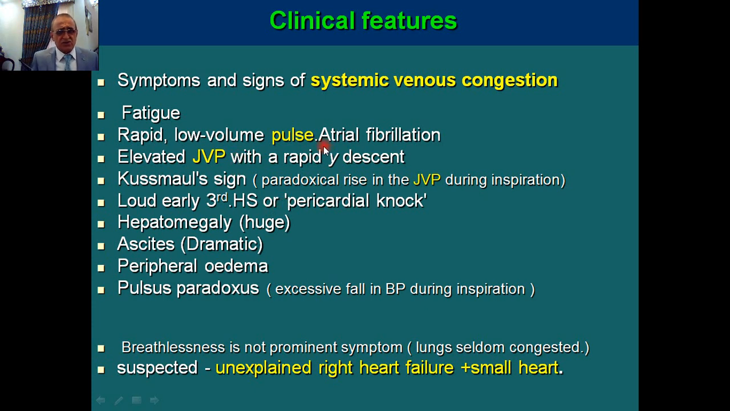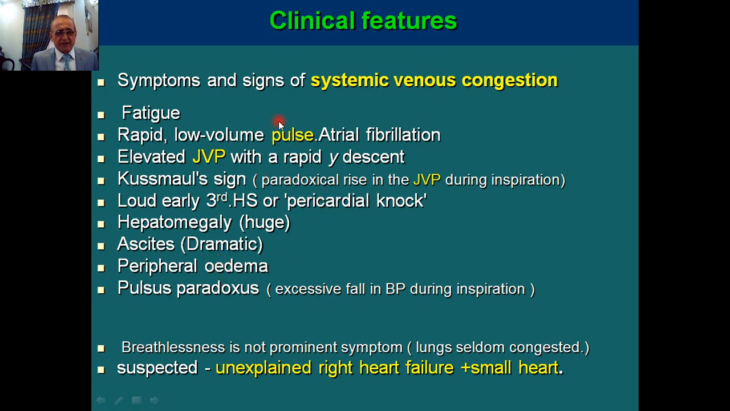Then the congestion of the systemic veins: we have inferior vena caval congestion, hepatomegaly, which is huge, and ascites, which is dramatic, and then peripheral edema. So peripheral edema, hepatomegaly, ascites, and raised JVP, these are the main features of constrictive pericarditis. Again, pulsus paradoxus is a finding.